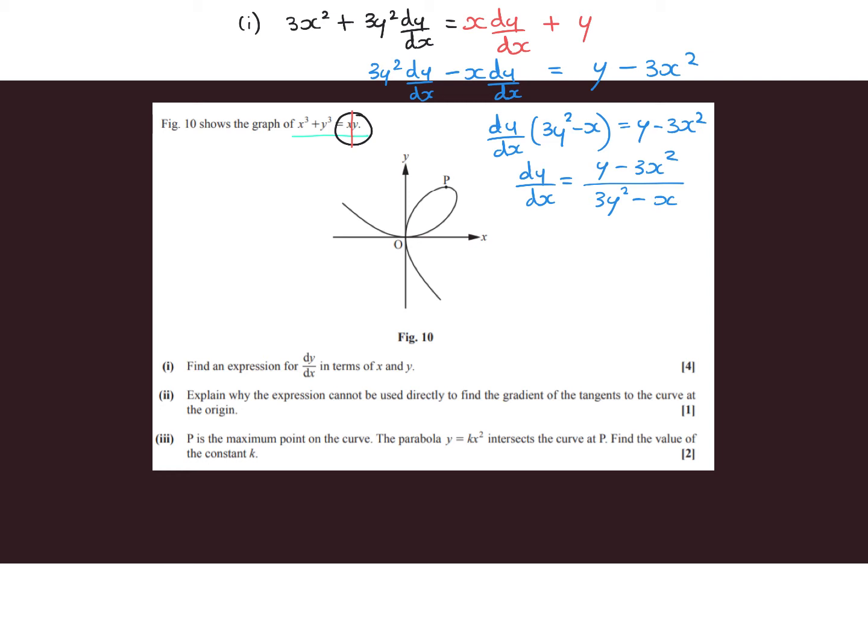Part 2. Explain why the expression cannot be used directly to find the gradient of the tangent to the curve at the origin. You can see at the origin, x obviously equals 0 and y obviously equals 0, and dy by dx is undefined because this denominator contains 3y squared minus x, and you cannot divide by 0, and 3y squared minus x would be equal to 0 if you substitute in x equals 0 and y equals 0.